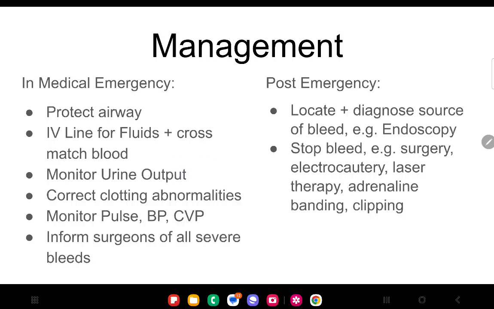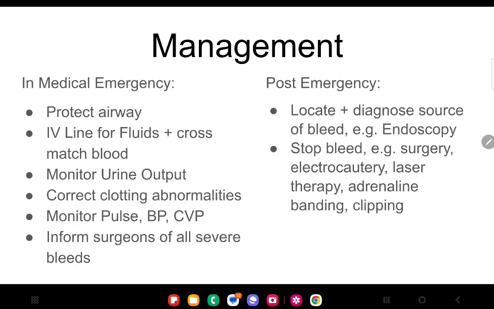As we have said, in any emergency you have to start with the ABCs. You have to protect the airway, and if there is anything jeopardizing the airway, you have to intervene and open it. If you cannot open the airway mechanically, you can even secure it by endotracheal intubation. An IV line for fluids and blood grouping and cross matching is important.